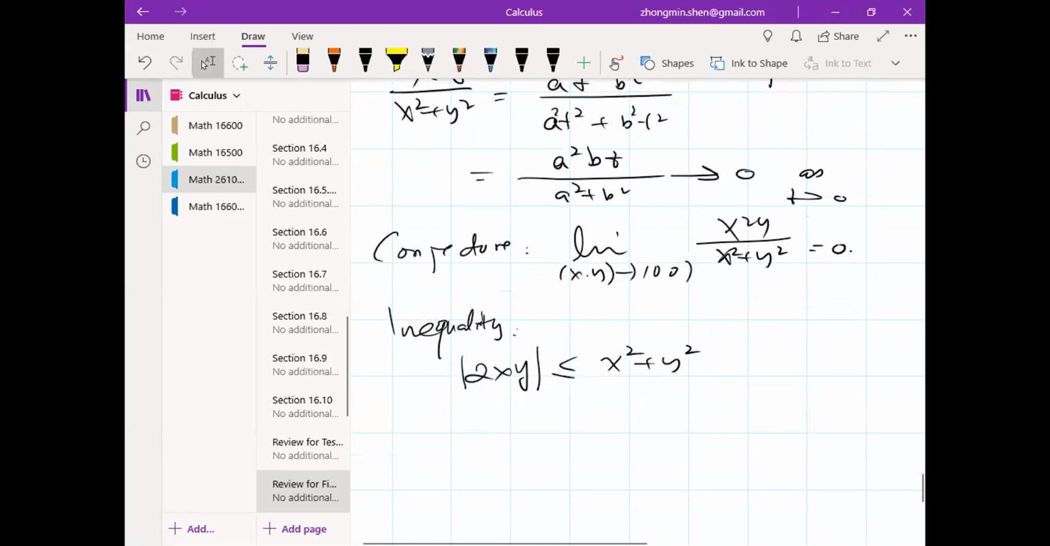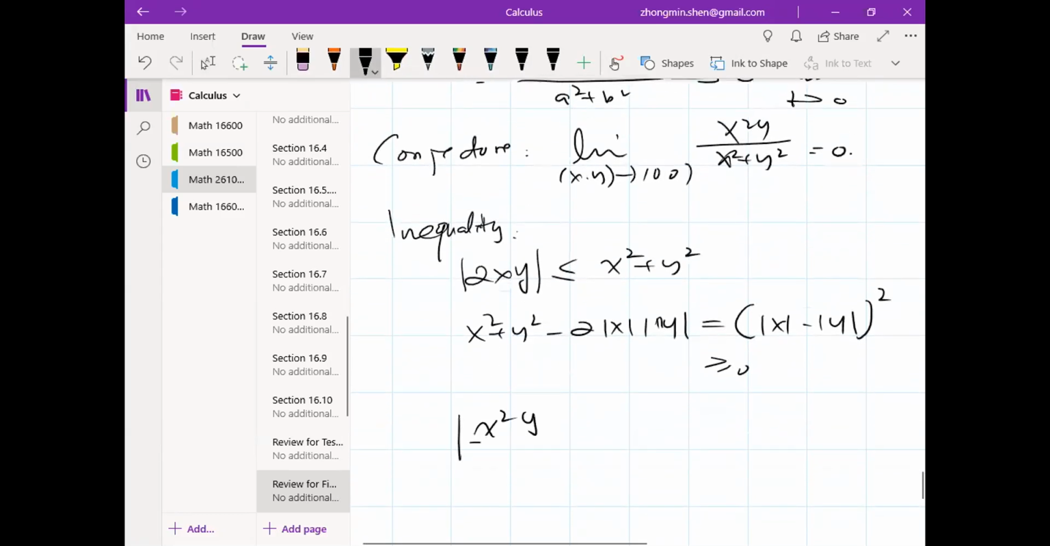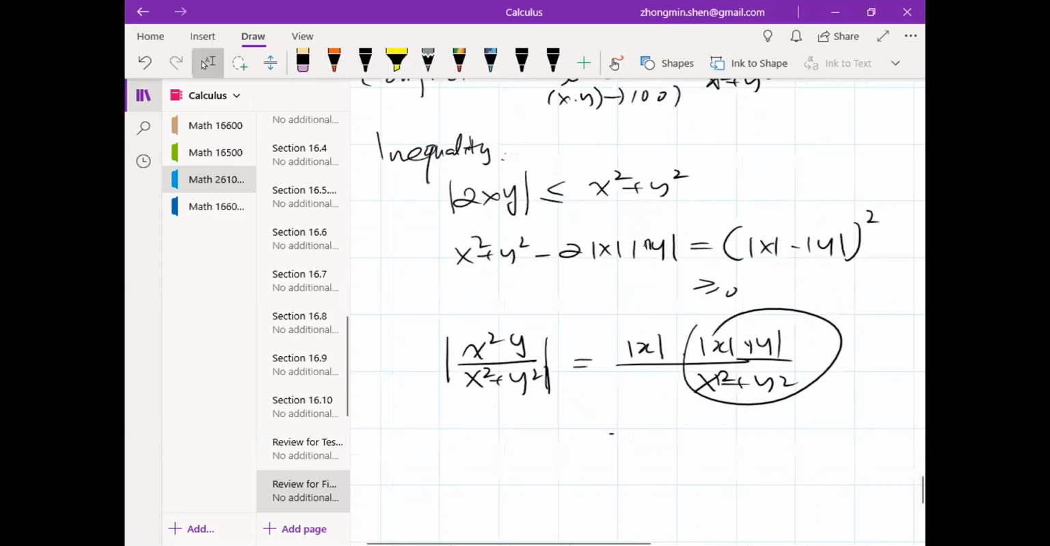And why is this true? Because x squared plus y squared minus 2 absolute x absolute y is going to be this square, absolute x minus absolute y squared. So this is always greater than or equal to 0. All right, so now x squared y over x squared plus y squared is going to be bounded by absolute x times absolute y over x squared plus y squared. And this one, I know it's less than or equal to 1/2.